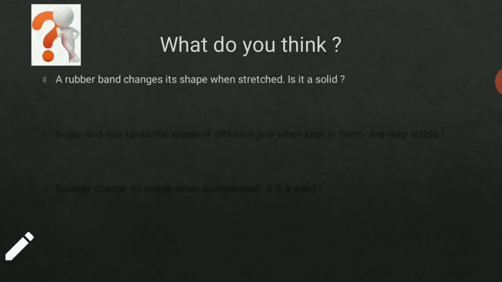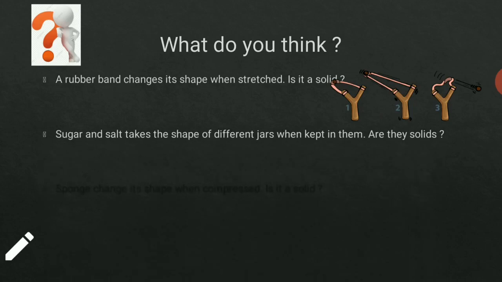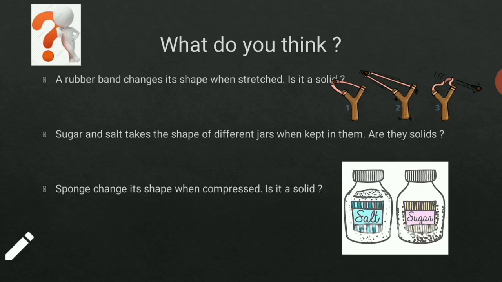So, what do you think about a rubber band? A rubber band changes its shape when it is pulled. So, is it a solid? What do you think about sugar and salt? If sugar and salt are kept in different jars, they take the shape of those jars. Are they solids? And lastly, the sponge. Whenever it is compressed, it gets easily compressed. Is it a solid?